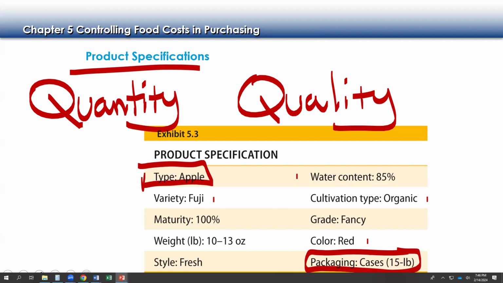Granny Smith is the best apple for apple pies because of its tartness and the structure of the apple. Yellow Delicious is too mushy for an apple pie. And so we have to know, can we make substitutions? What are some adequate substitutions if this particular product is not available during that time? So this product specification not only helps us identify the quantity and the quality of what we need to purchase based on the recipe, but also whether we can make any substitutions for it.